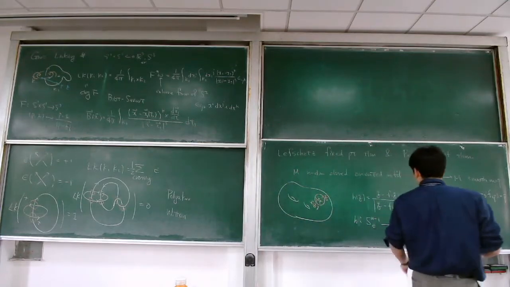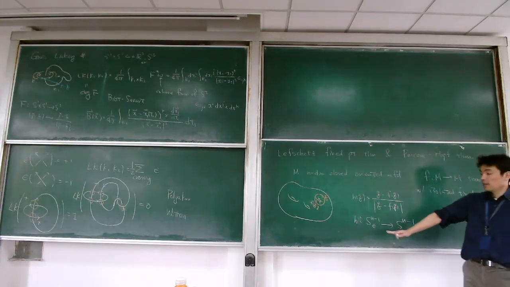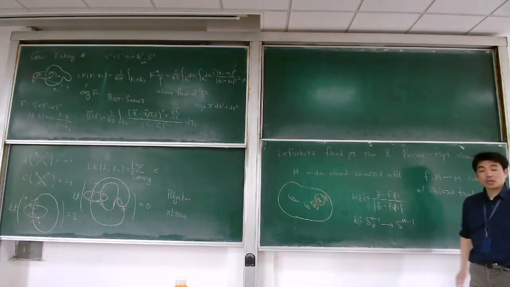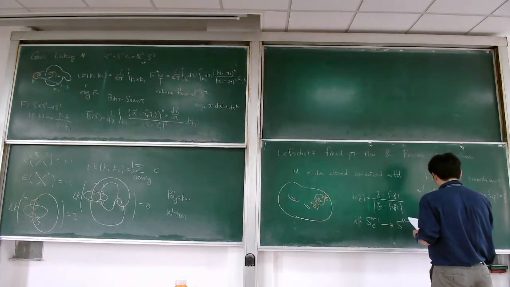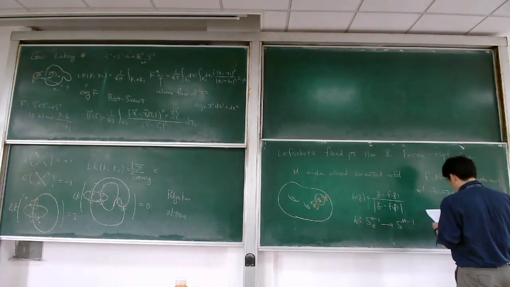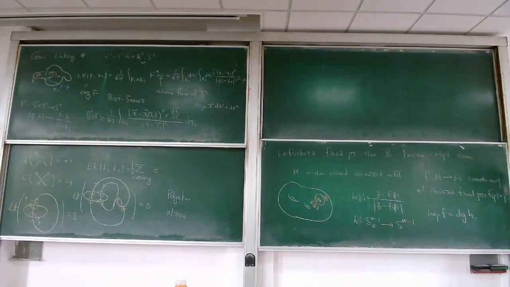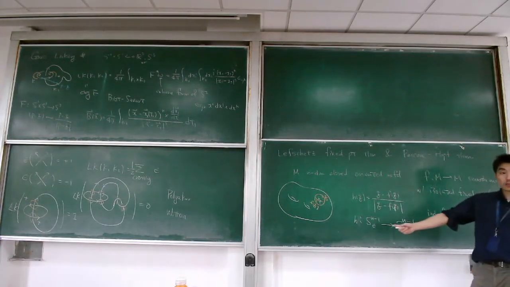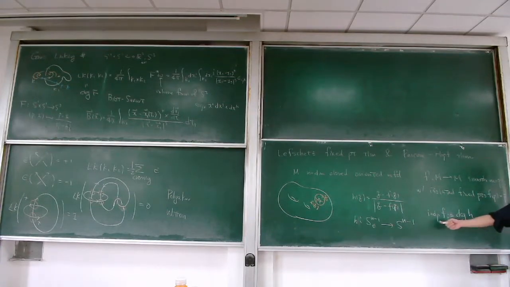Given F with an isolated fixed point, one can define the map H. We define the index of the point P of F as the mapping degree of H. So it's a map from sphere to sphere, and one can define the mapping degree. That's called the index at the point P.